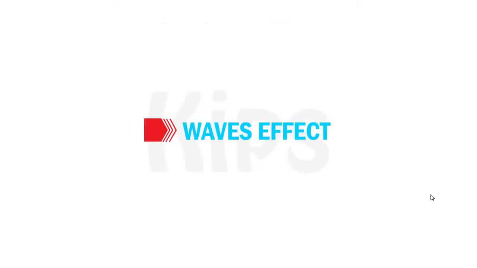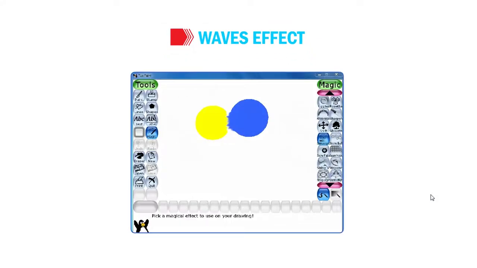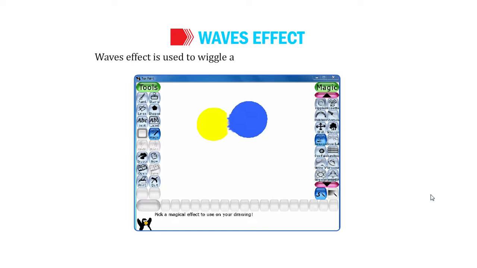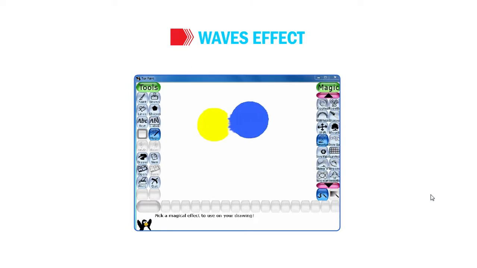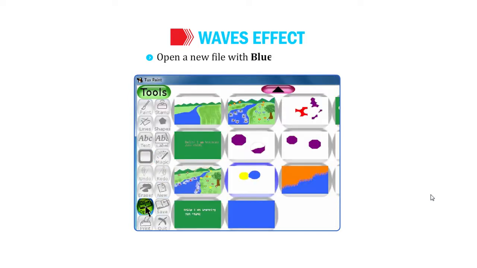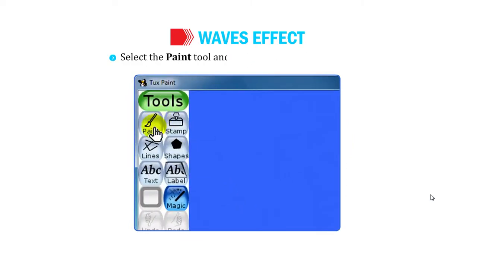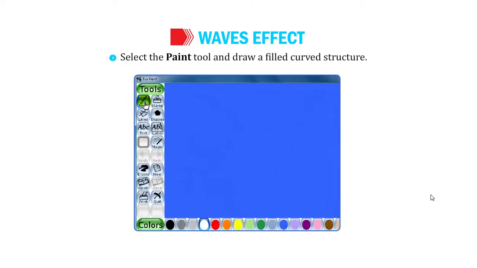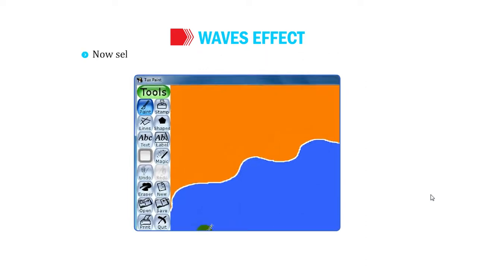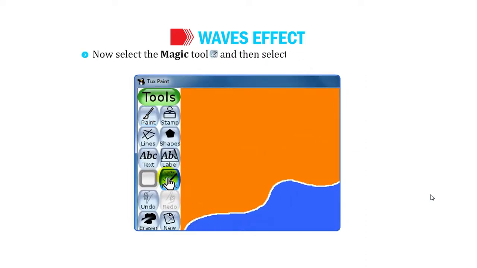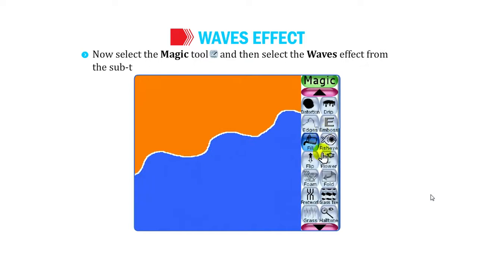Students, we shall discuss about waves effect. Waves effect is used to wiggle any picture side to side, horizontal. Let us use this effect. Open a new file with blue background. Select the paint tool and draw a filled curved structure. Now select the magic tool and then select the waves effect from the sub-toolbox.